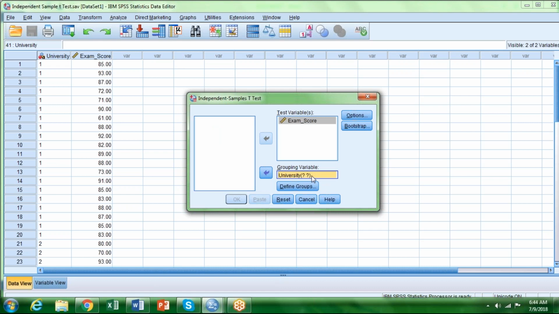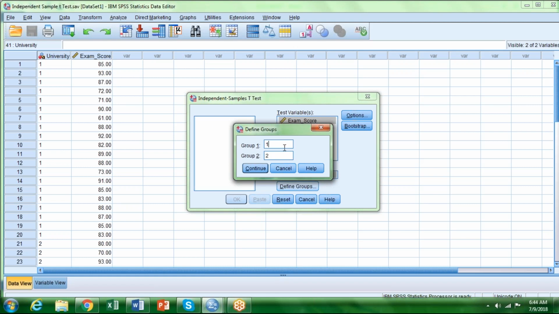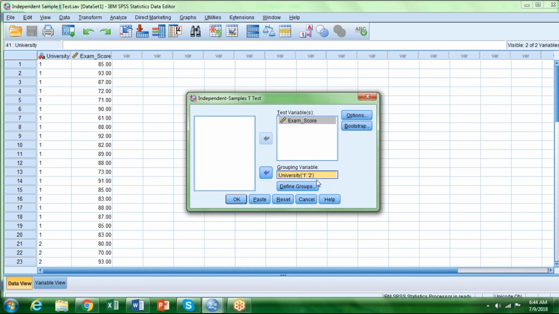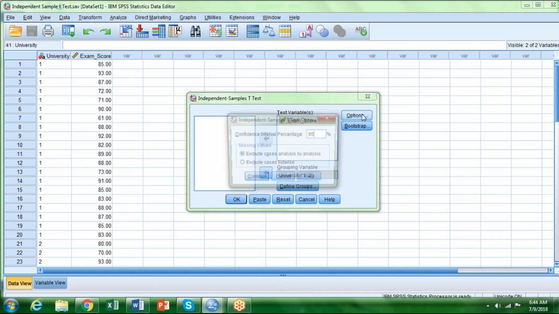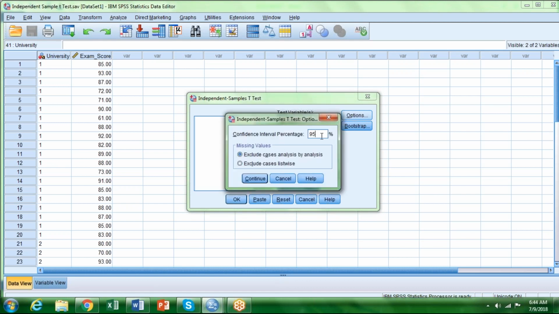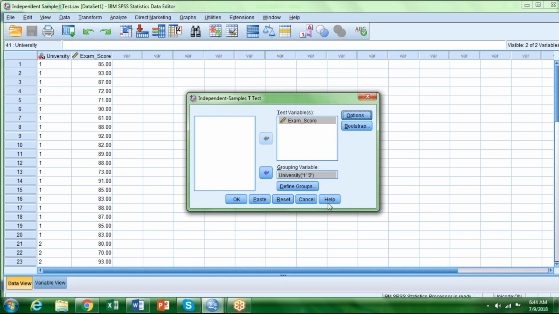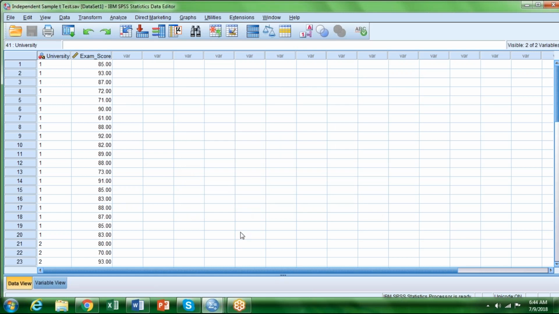And look, you have question marks right here. And so we're going to define groups. Group 1 is University A, which we've coded as 1. And then group 2 is University B, which we've coded as 2. And then once you click continue, it inputs your variables there, and that's how you define those groups. If you want to check, in this one, you can see it still has a 95% confidence level. So we can say continue, and you come down here and say continue or say okay again.